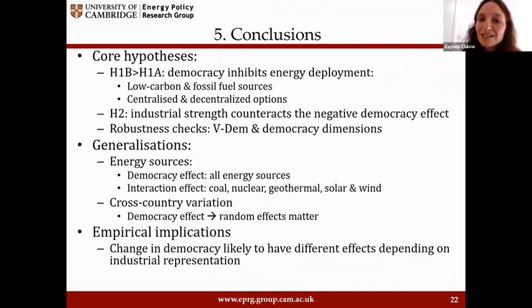And for theoretical reasons, we expected that there might be differences between centralized energy technologies, such as building a nuclear plant or a coal plant, and decentralized options, such as local level solar and wind energy. But we didn't find any evidence of differences for these either. Our second hypothesis was about the role of industry in moderating the effect of democracy. So we found that for a number of technologies, industrial strength inhibits the negative democracy effect on energy deployment.